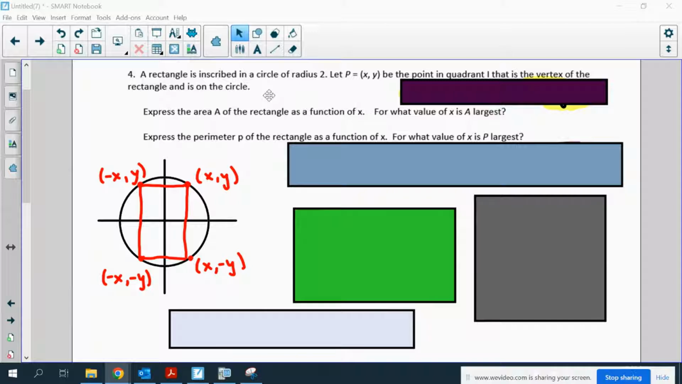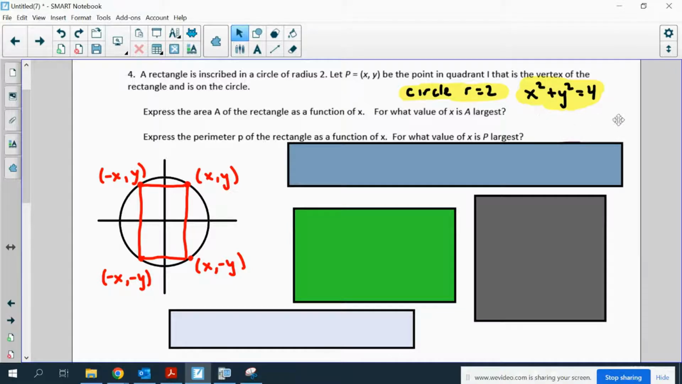Problem 4, a rectangle is inscribed in a circle of radius 2, and P is the point x comma y in quadrant 1 that is one of the vertices of the rectangle and on the circle. So if you draw a picture of the circle, it would be this point, x comma y. So the first thing we have to figure out is, why are they telling us that this point is on a circle? Well, that means that if I know a value of x, I can find the coordinate of y if I know the equation of the circle. So if I have a circle of radius 2, the first thing I'm going to want to do is write down the equation of that circle, x squared plus y squared equals 4.